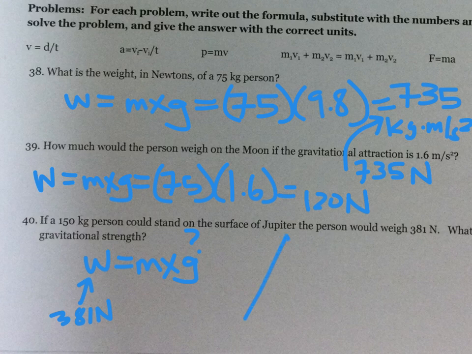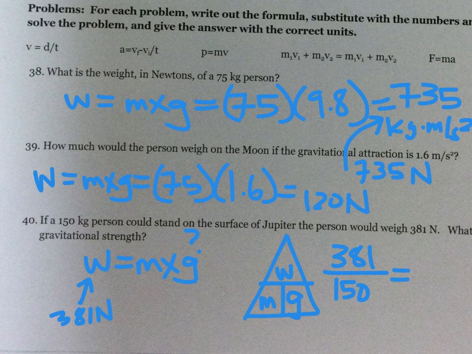So if we wanted to make a triangle for this, we could say weight in the top, mass in the bottom left, and gravity in the bottom right. And if we're looking for gravity, that's going to be weight over the mass. So 381 divided by the mass of 150, which is going to be 2.54, and we know the unit for gravity or acceleration again is meters per second squared. So our answer there should be 2.54 meters per second squared.